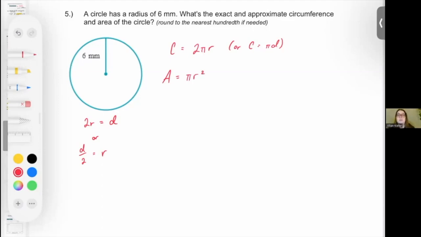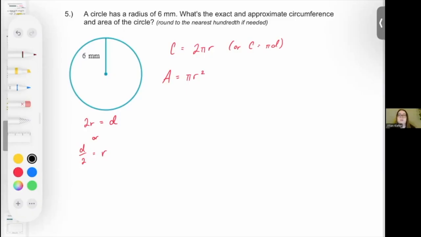There is no equivalent version for area in diameter, although we could technically still plug in diameter. It would be diameter over 2 squared. So for area, it's best to find what the radius is first and then plug that into your function.